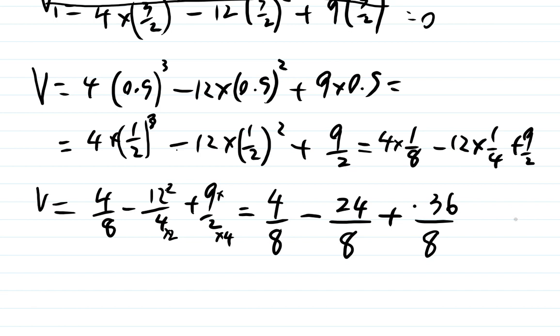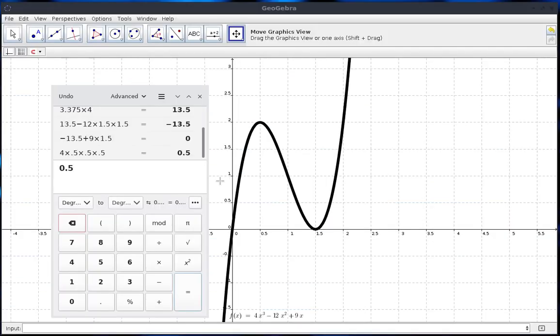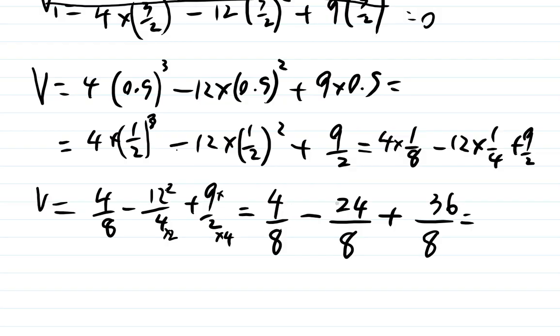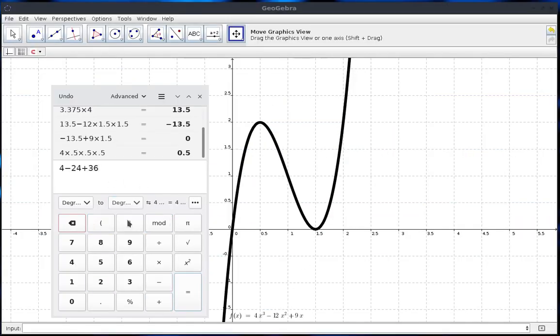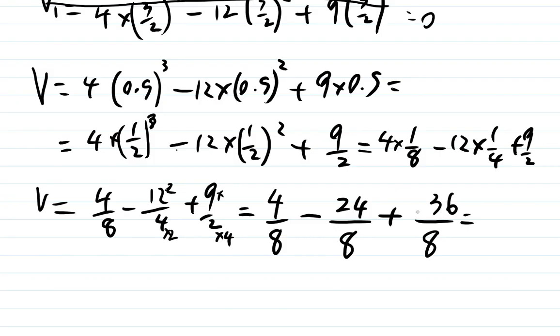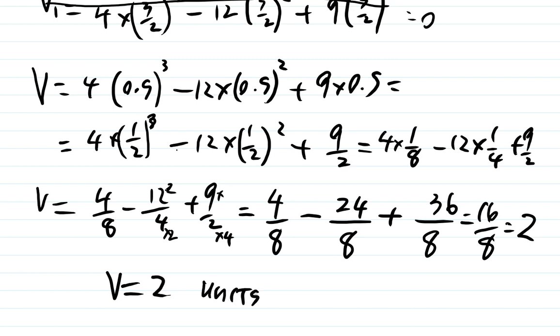So we might as well say 4 minus 24 plus 36 is what? 4 minus 24 plus 36 equals 16. So that gives us 16/8. And what is 16/8? That is 2. The volume is equal to 2 cubic units. So we have to make the height half, and the volume will be 2.